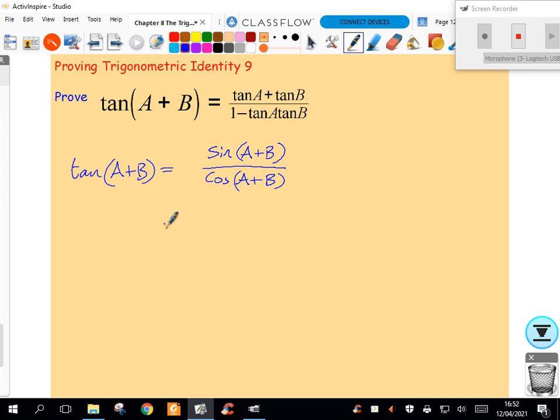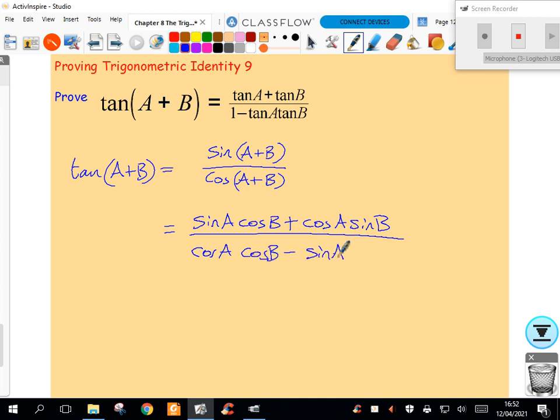Identity 5 and 7. Now we know that sine of A plus B, that's identity number 7, we've proven it in a previous class, is sine A cosine B plus cosine of A times sine of B. And on the bottom of that fraction, cosine of A plus B, well, that's identity number 5, again, which we've proved before. That's cosine of A times cosine of B, subtract sine of A multiplied by sine of B. Okay, so that's what we have so far. We're able to say tan of A plus B is equal to this thing.